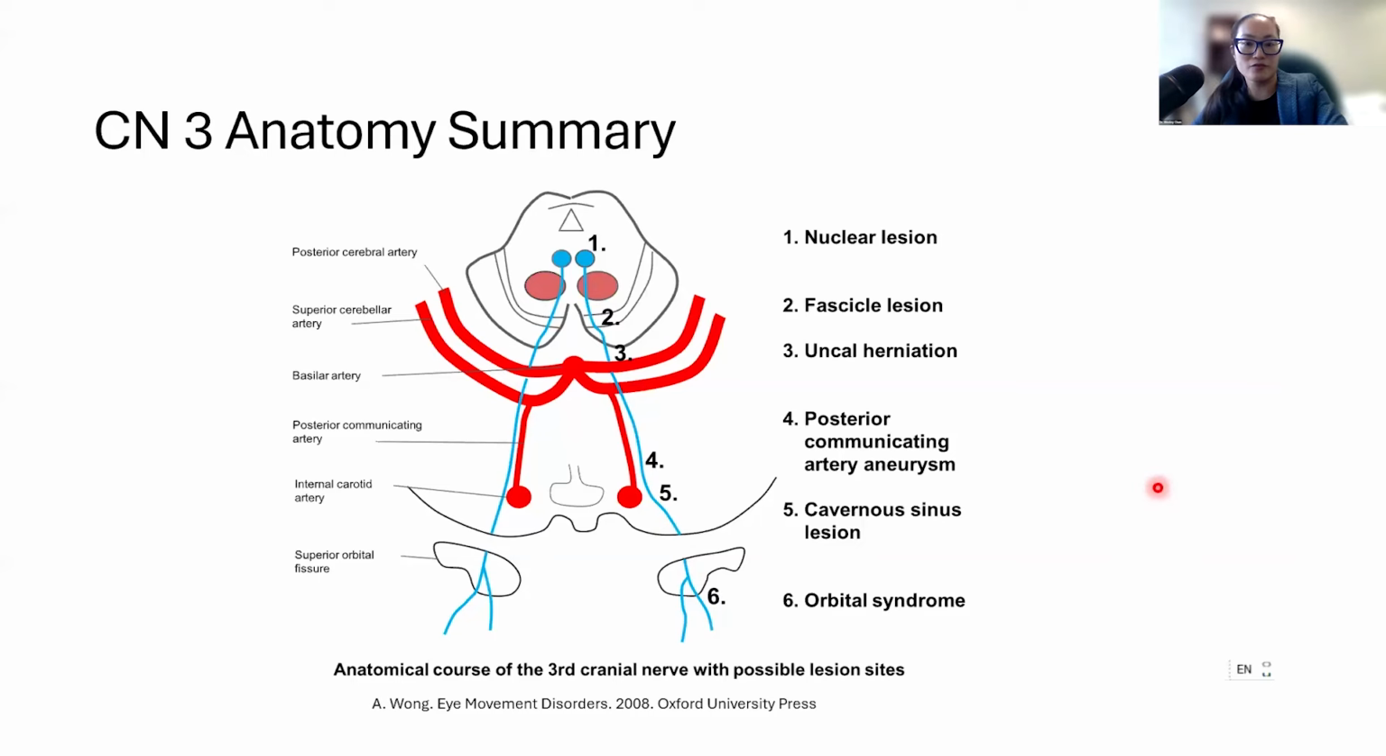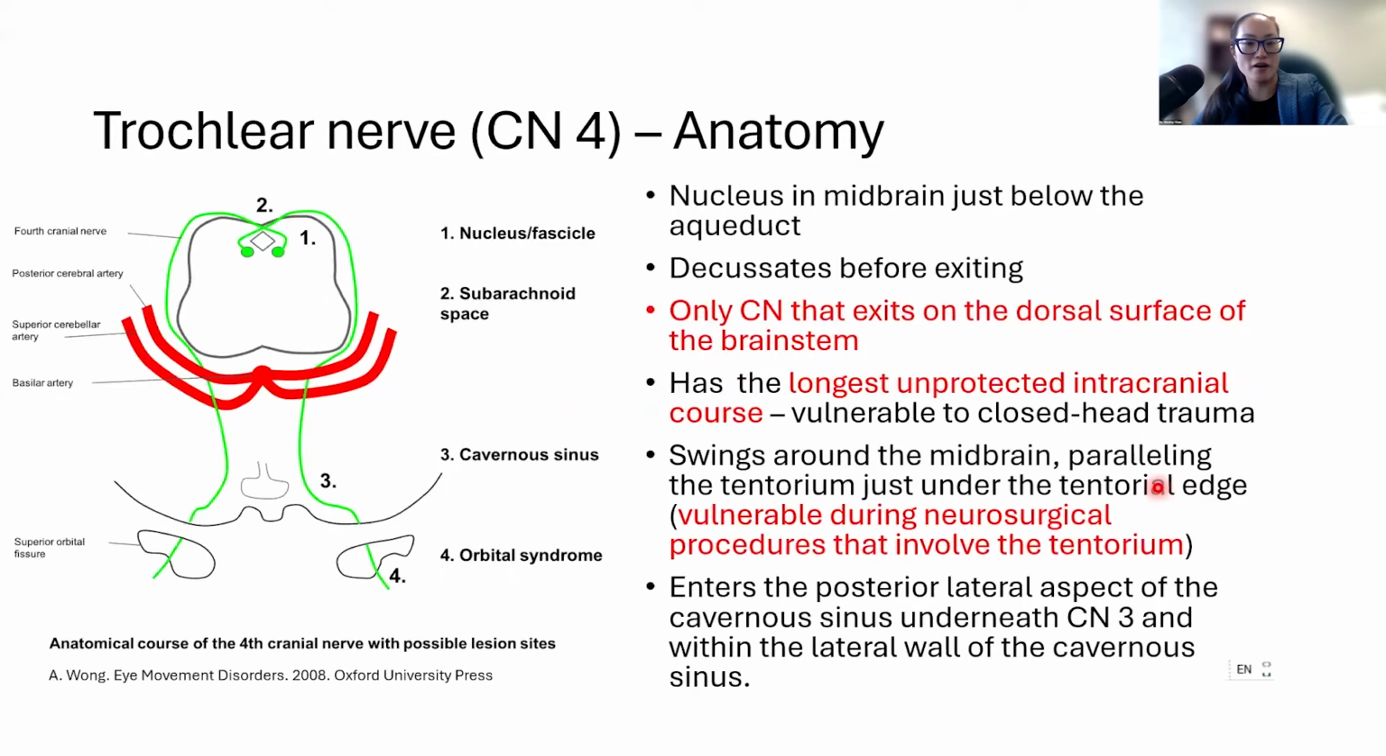Moving on from cranial nerve 3, we'll touch on cranial nerve 4 now. So cranial nerve 4 is unique because its nucleus is in the midbrain, just below the aqueduct, but it decussates, so it crosses before it exits. And the other interesting thing is it's the only cranial nerve that actually exits on the dorsal surface of the brainstem, where others will exit ventrally, like you saw in cranial nerve 3.